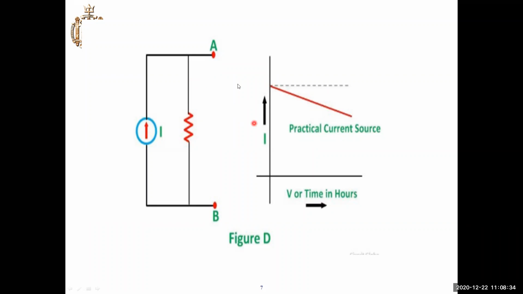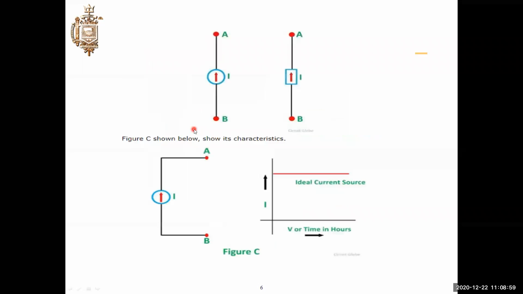So how to get maximum current passing through the load? By maintaining the internal resistance of the current source at maximum. Here we have to maintain the internal resistance of this source at maximum. Then only the current passing to the A and B terminals is maximum. Ideally this resistance is infinity. Infinity means open circuit.